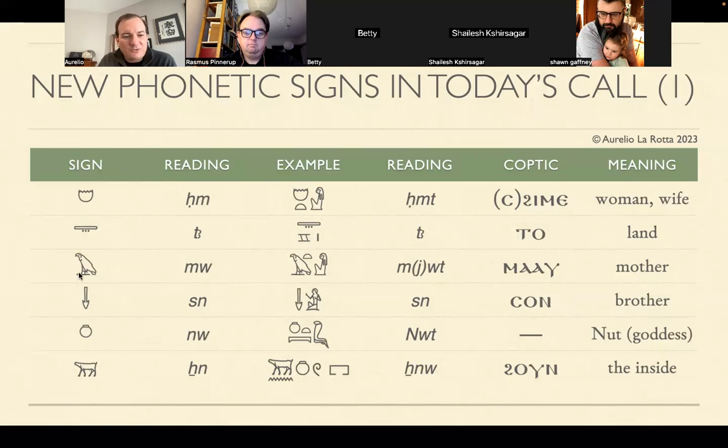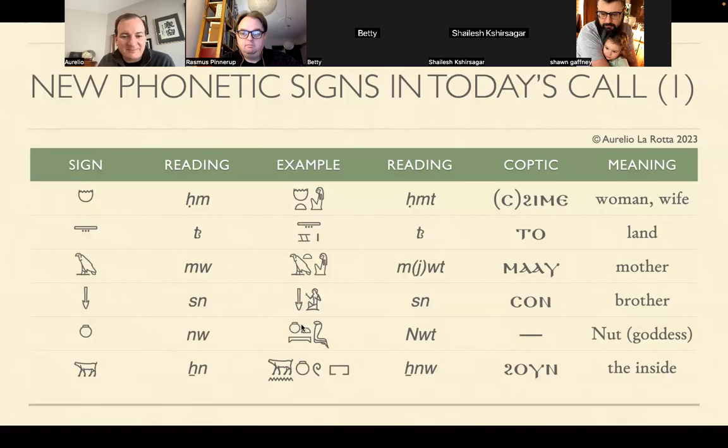This sign stands for mu. It's a vulture. Most commonly, you'll see it in the word mute, for mother. This survives as ma'au in Sahidic Coptic, whether double or single vowel depends on dialect. That's what I'm saying in Sahidic. All the examples I'm giving for Coptic are always Sahidic, simply to keep it consistent. All right, what's next? Son, for example, in the word brother, son.